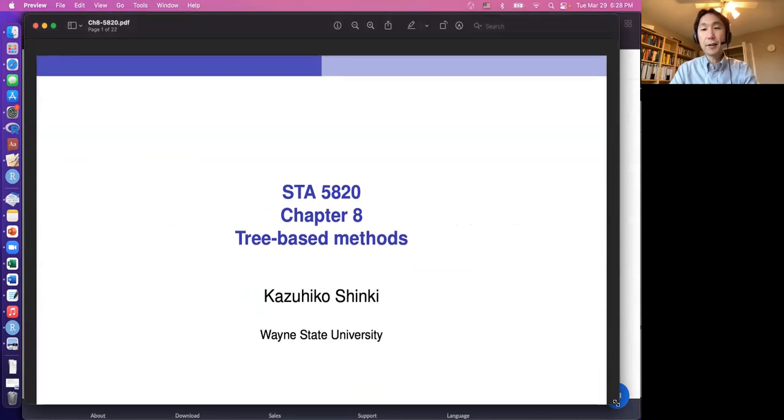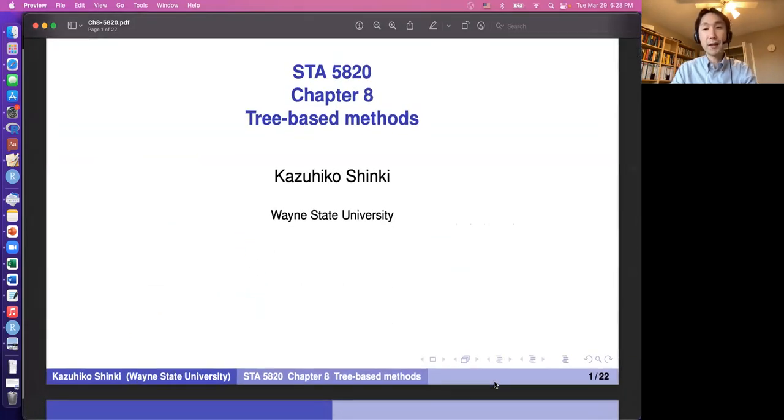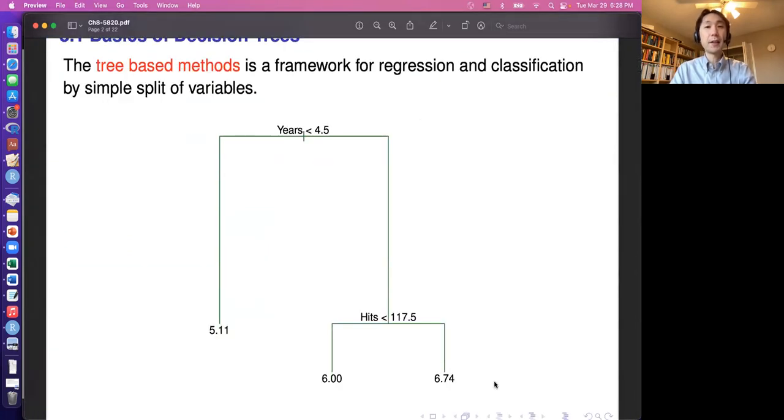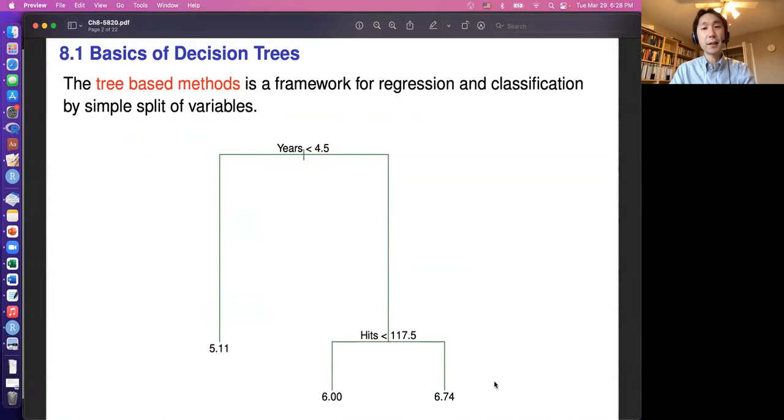Okay, so now chapter 8. Today I want to discuss the theory and the ideas. So, tree-based methods. The idea is here. This is basically the baseball data, I think, and how a professional baseball player's salary is determined. This is an application of the tree method. At first, the salary is different for players with less than 4.5 years of experience and more than 4.5 years of experience. That makes some sense, right? So that is the biggest difference.